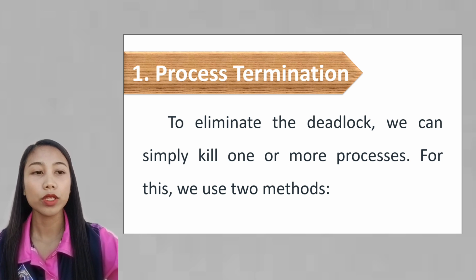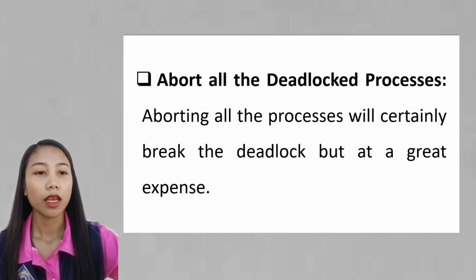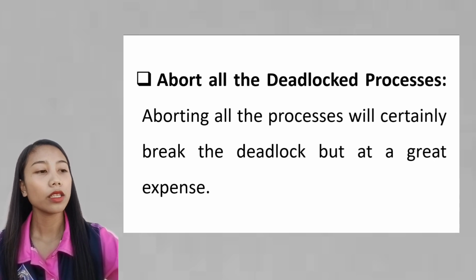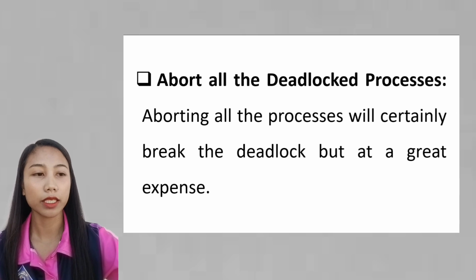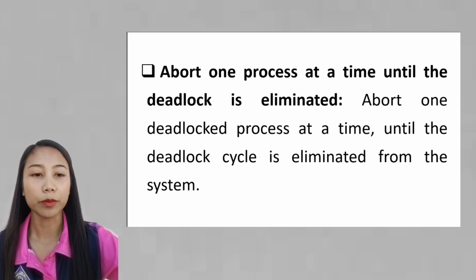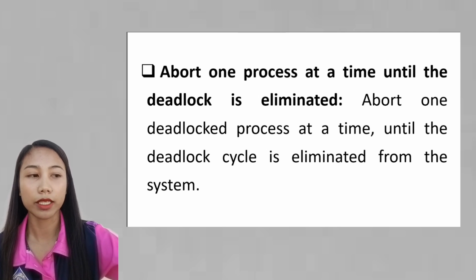For this, we use two methods. Number 1. Abort all the deadlocked processes. Aborting all the processes will certainly break the deadlock, but at a great expense. This means killing every process involved in the deadlock. While this guarantees the deadlock will end, it comes with a high cost, as all progress made by those processes will be lost.